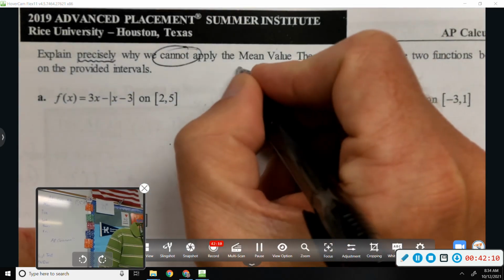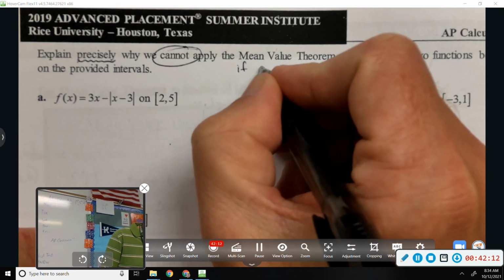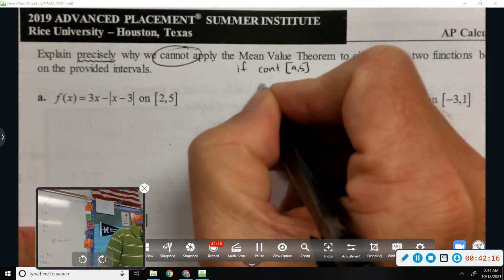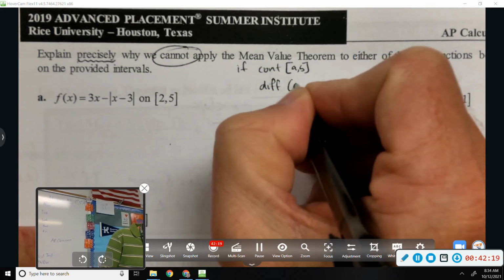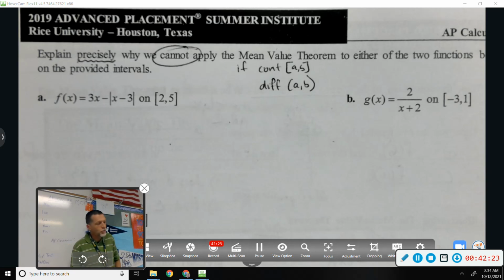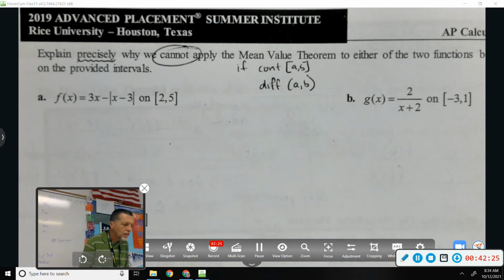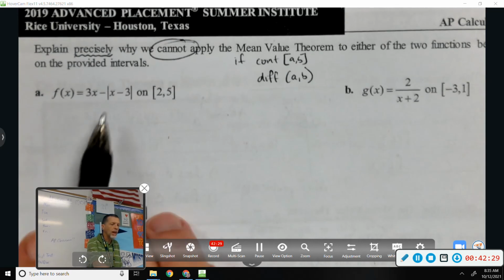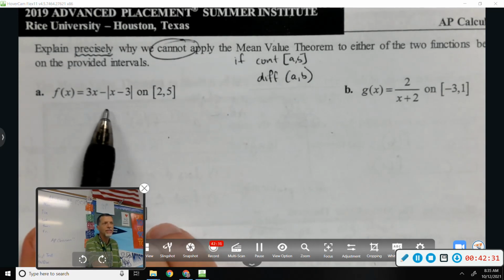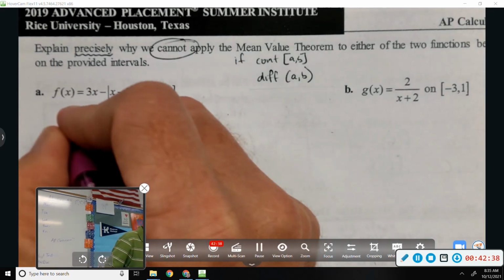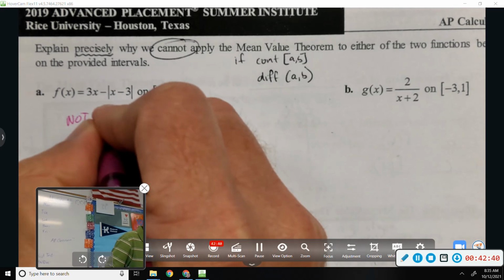Okay, well there's only 2 conditions. It has to be continuous on the closed and differentiable on the open. So that's really the only 2 things I'm thinking about. So at A, what would be the problem with A? Good. This matches the one we did earlier on the homework. Where is it not differentiable?